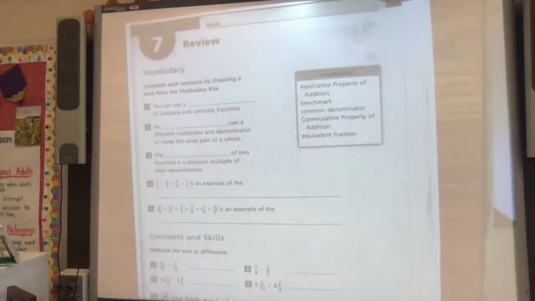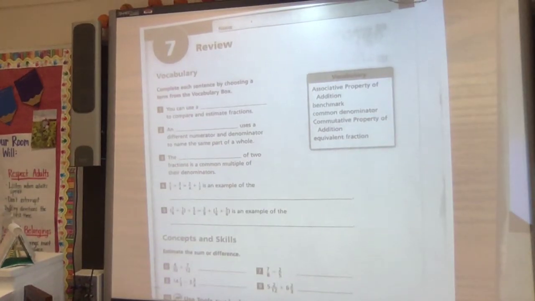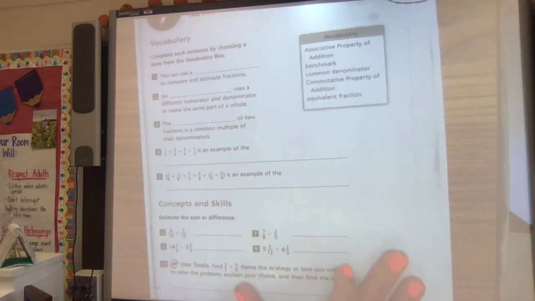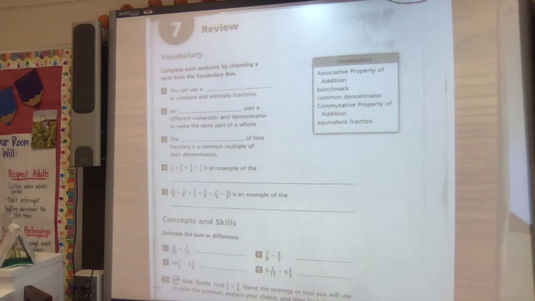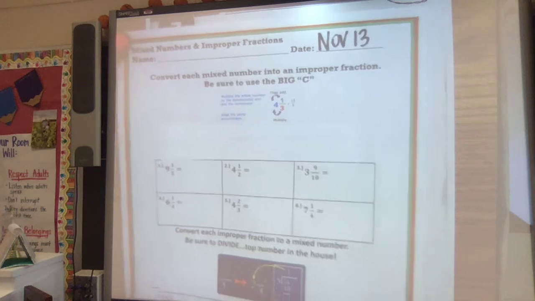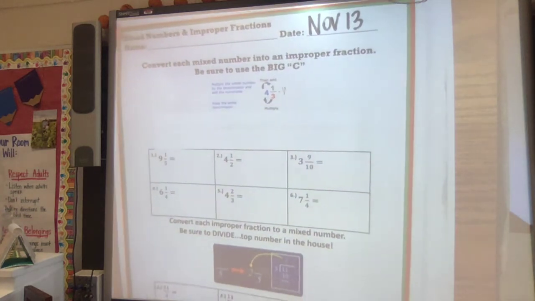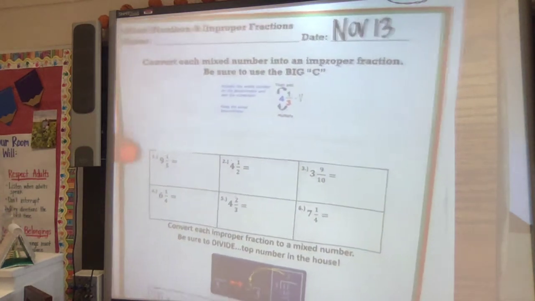Hey boys and girls, today we are going to review adding and subtracting fractions. We are in your module 1 through 9 book on page 175. We're just going to go through and answer a few of these. Also, make sure you have this sheet, mixed numbers and improper fractions. We're going to do some renaming of them, and that's going to be turned in for today.